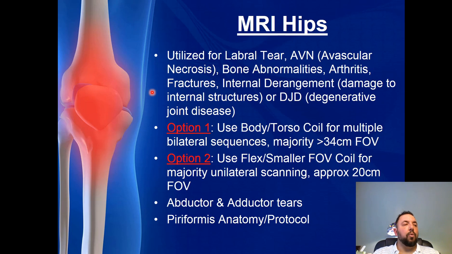Avascular necrosis, or bony abnormalities, arthritis, internal derangement, simply defined as damage to internal structures, or DJD, the degenerative joint disease. Option 1 is to use a body or a torso coil for multiple bilateral sequences. Majority is around 34 to 36 centimeter field of view. Option 2 is to use a flex or smaller field of view coil for the unilateral scanning, and you'll use the actual inherent body coil to obtain your bilateral sequences.